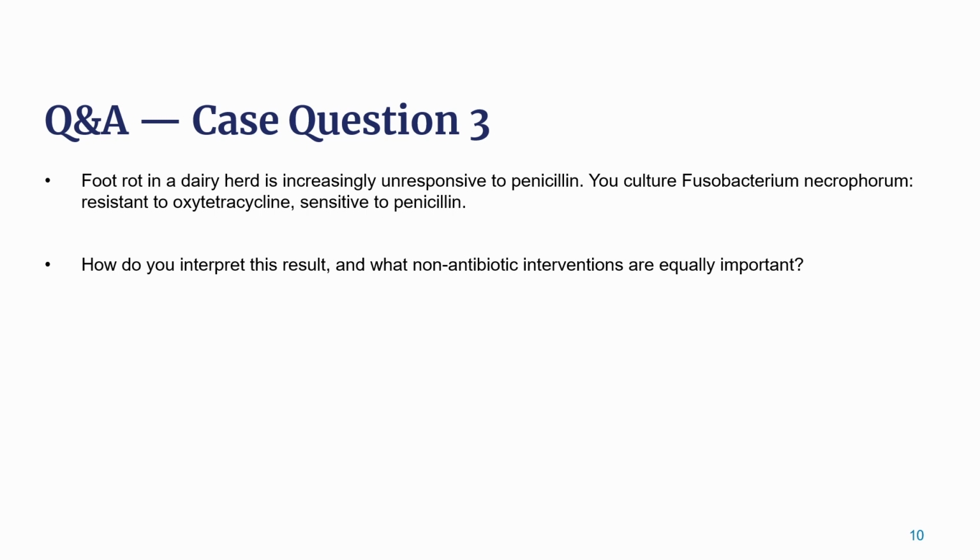Fusobacterium foot rot requires predisposing factors: wet, contaminated environments, interdigital skin maceration, and often co-infection with Dichelobacter nodosus in sheep or concurrent digital dermatitis organisms in cattle. If the herd is standing in slurry, antibiotic therapy will be repeatedly necessary and ultimately insufficient. Foot baths, dry lying areas, hoof trimming, and reducing stocking density address the predisposing factors. The antibiotic treats the individual, management prevents the next case.